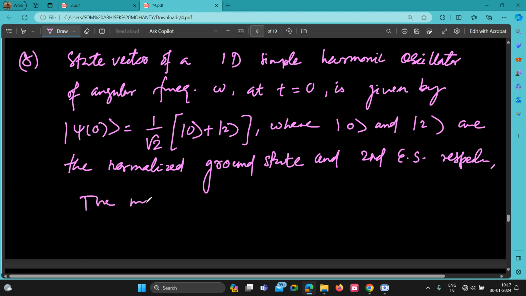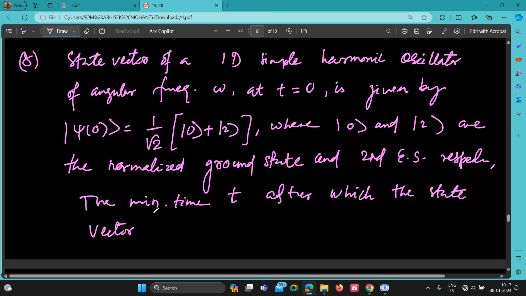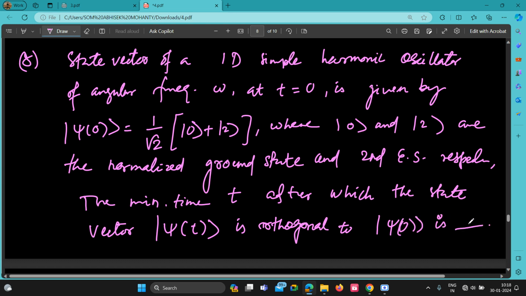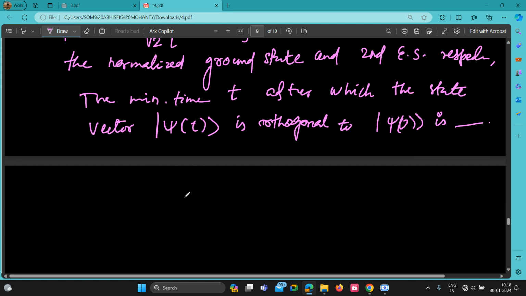The minimum time t after which the state vector psi t is orthogonal to psi 0 is: option A, pi by 2 omega; option B, 2 pi by omega; option C, pi by omega; option D, 4 pi by omega.